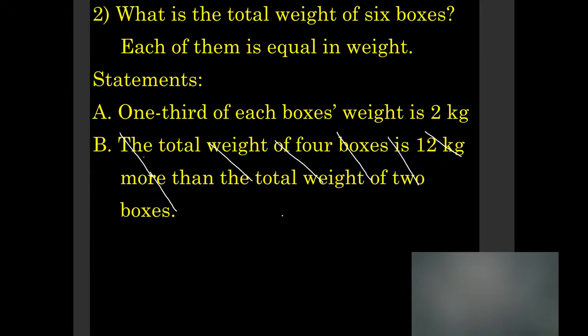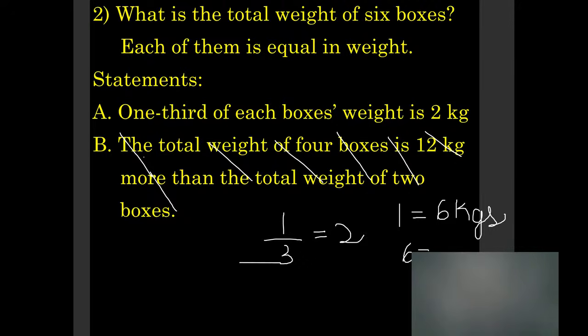Okay, one third of each box weight is equal to 2 kgs. Then the total weight of each box is equal to 6 kgs. So when one box is equal to 6 kgs, our question is what is the weight of 6 boxes? So when one box is equal to 6 kgs, then 6 boxes is equal to 36 kgs.